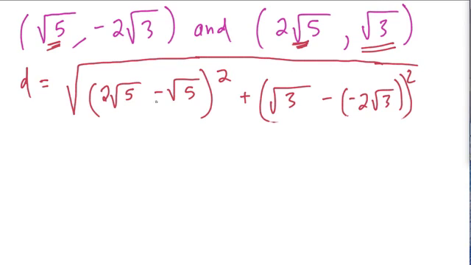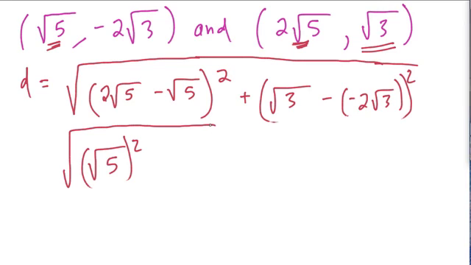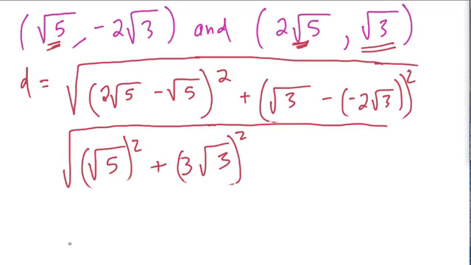Okay, so now what? Well, 2 square roots of 5 minus 1 square root of 5 is just the square root of 5. It's square root of 5 squared. We'll get back to that in a second. So we have the square root of 5 squared, plus this thing in here. So we're going to expand this a little bit by saying, well, square root of 3 minus negative square root of 3 is square root of 3 plus, because we're subtracting a negative, so you add 2 square roots of 3. That means we have 3 square roots of 3 squared. And we're getting somewhere now.